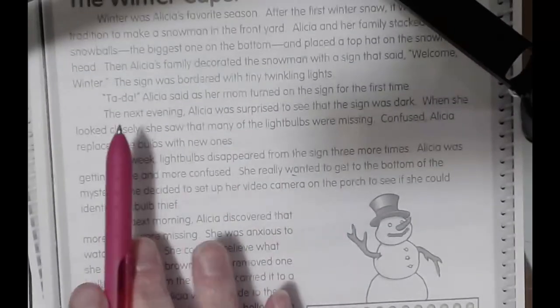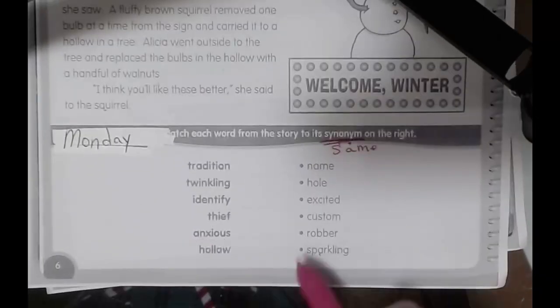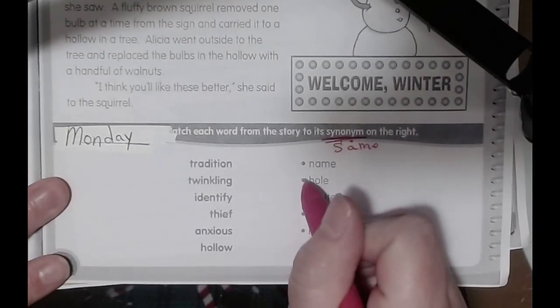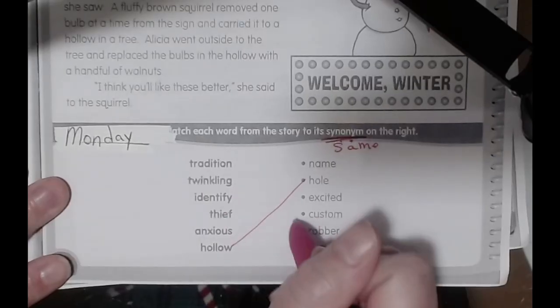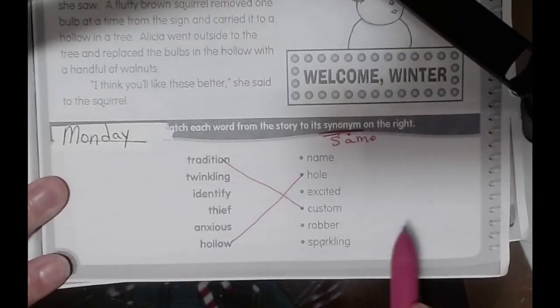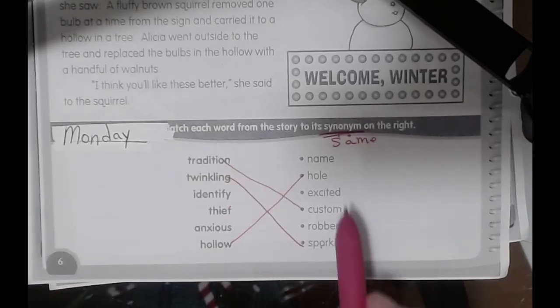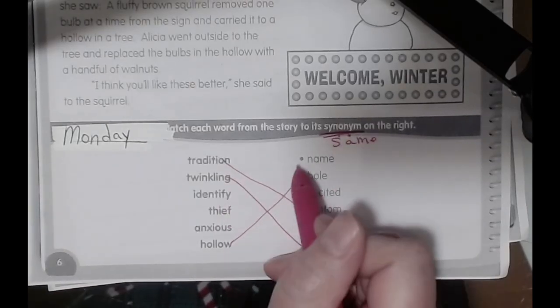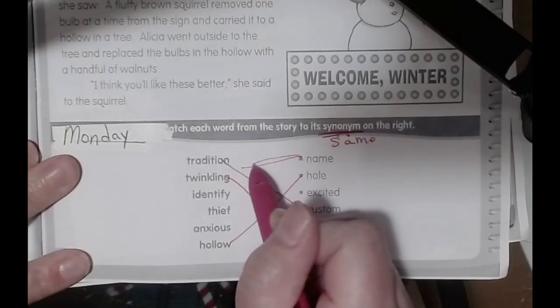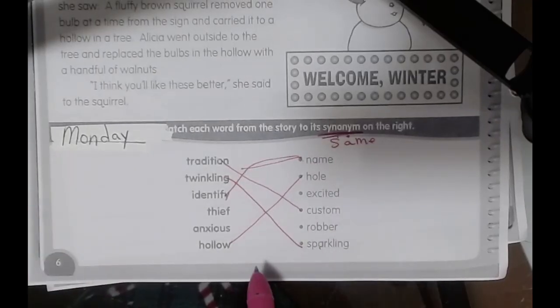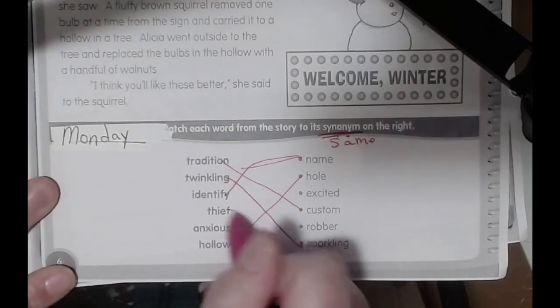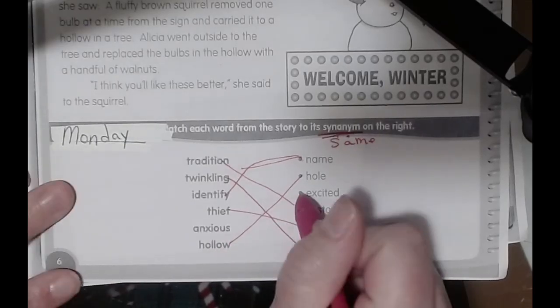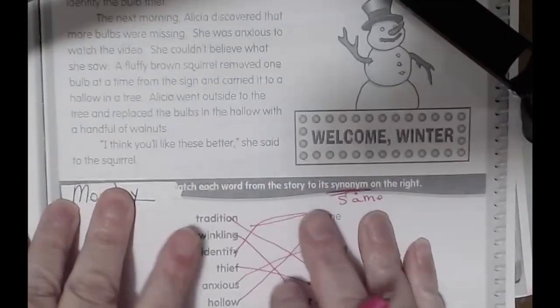So we do want the students to be able to read the passage to get those, but then they're just going to match, right? So hollow would mean whole, tradition is your customs, twinkling is like sparkling, identity is name, and I think I called that identify earlier, so oops, sorry. Thief means like a robber, and anxious is excited. So that's that. And then it just goes on.